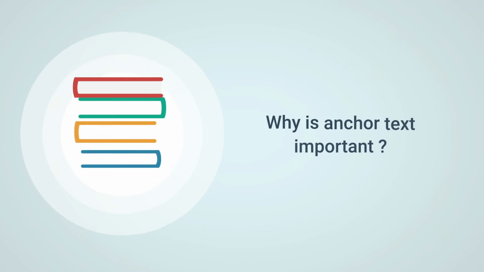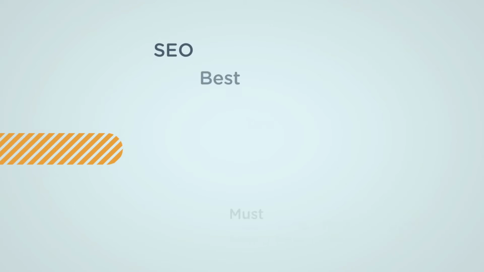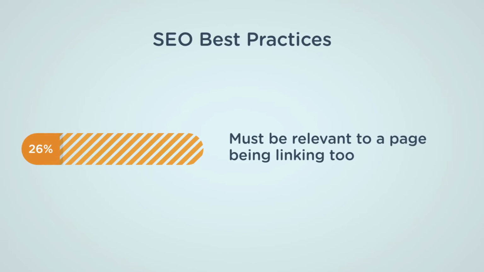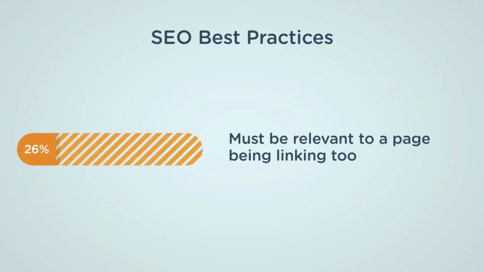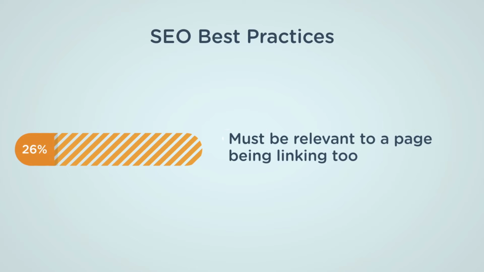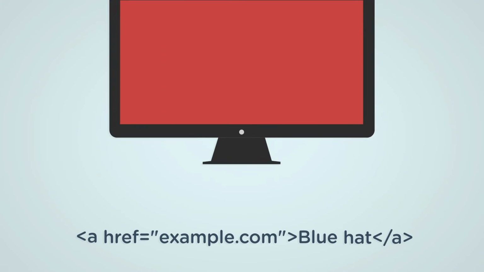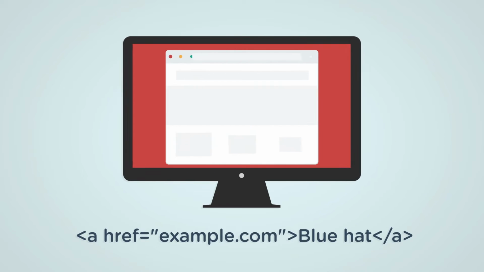So why is anchor text important? SEO best practices dictate that anchor text should be relevant to the page you're linking to rather than generic. Google can actually read this anchor text and they take it into consideration when ranking a website. For example, if you link to a website with the anchor text blue hat, Google is going to assume the page you're linking to has some relation to blue hats.